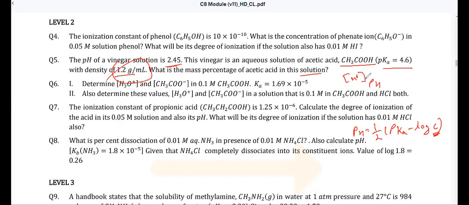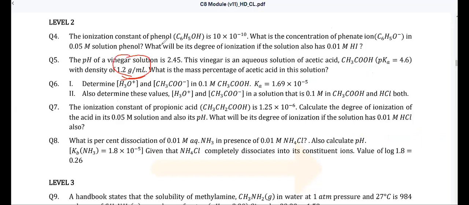Right, everyone? Tell me yes or no. After you find the concentration, which is in moles per liter, you can find the weight, because you will just multiply by the molecular mass, giving weight per liter, and the density is given. So you can find the weight percentage.